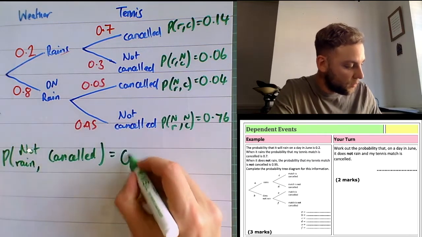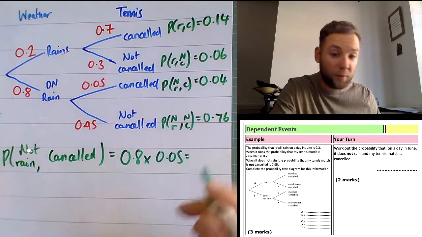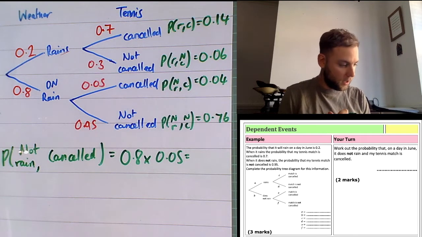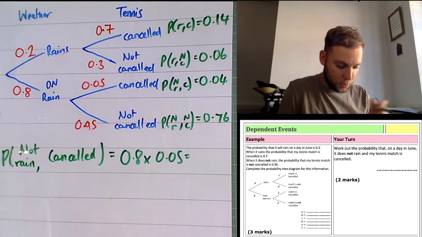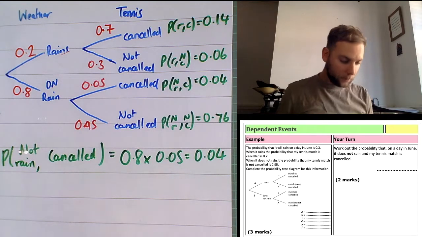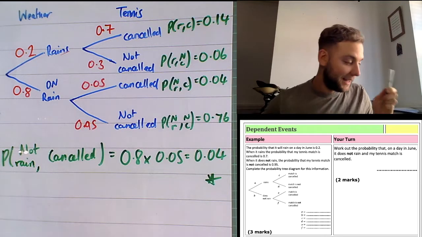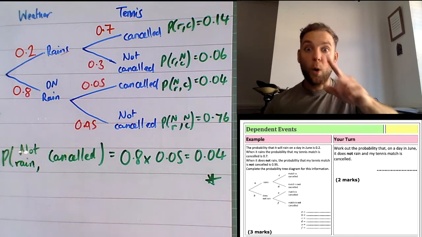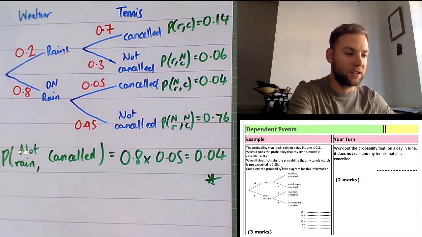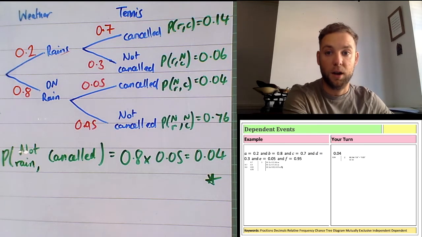Brilliant. Okay, so what's the probability it does not rain and is cancelled? Well, we know the probability it does not rain is equal to 0.8 times the probability it's cancelled, which is equal to 0.05. Now, we've already done this. I'm just showing the examiner again. So 0.8 times 0.05 is equal to 0.04, which we've already got there anyway. So the probability that it does not rain and is cancelled is equal to 0.04. Now we've only actually got one outcome there that we're looking for. Let's just check that's right first of all. Yeah, super, 0.04, brilliant, and all those answers are right.